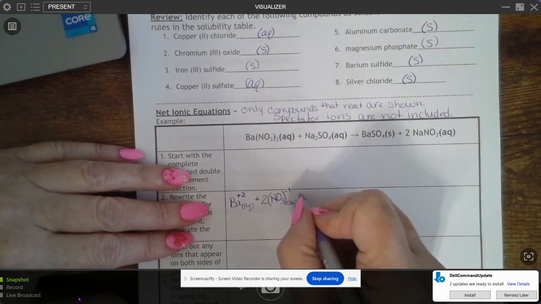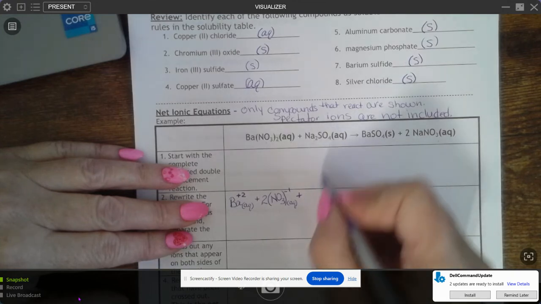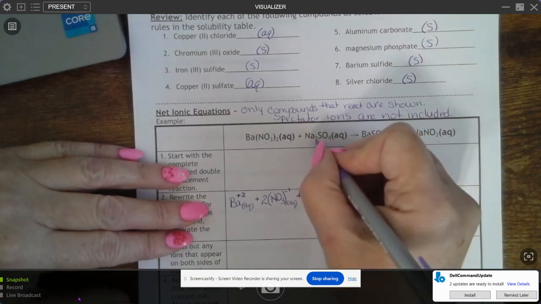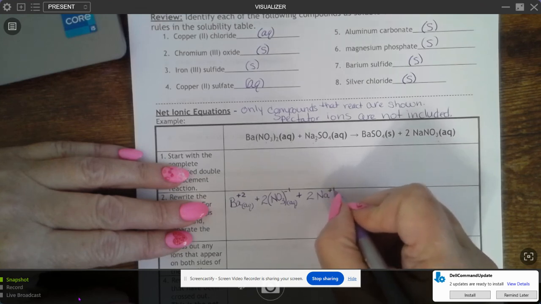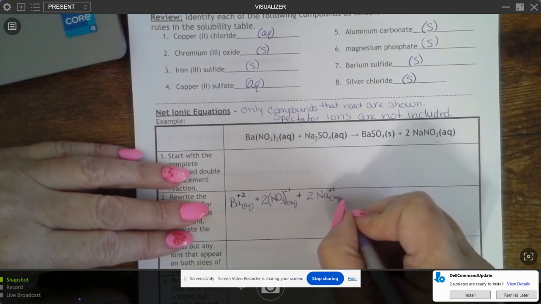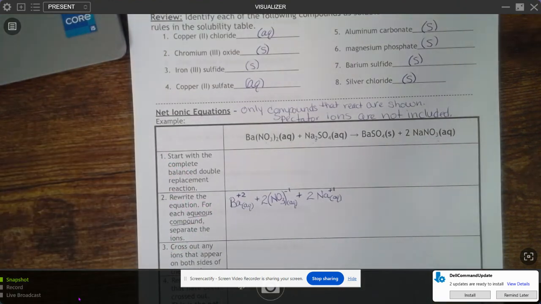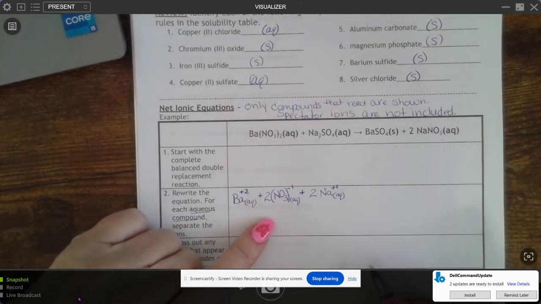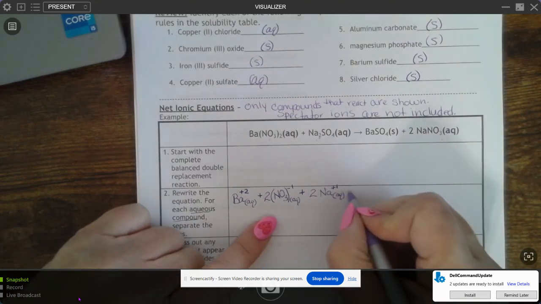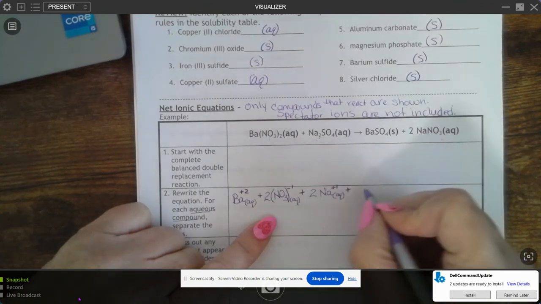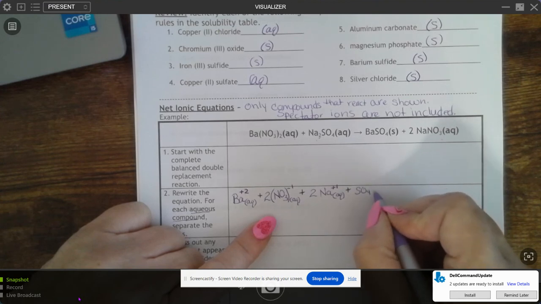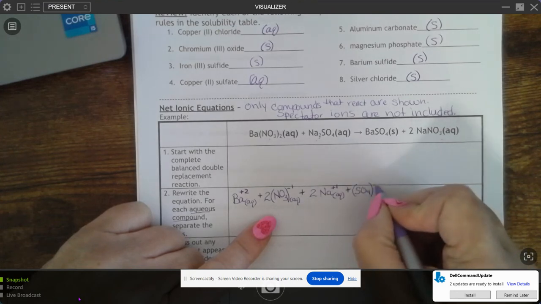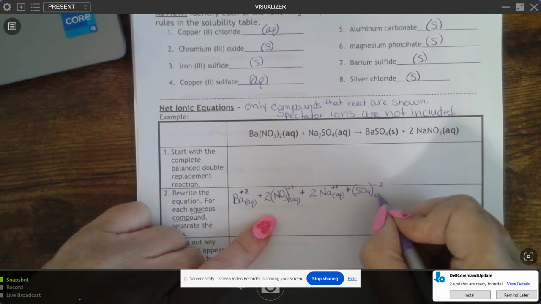Plus sodium, we have 2 sodium ions. The little 2 tells us we have 2 sodium ions. Sodium is +1. So we're doing the reverse of combining ions. If you want to think about it that way, that's really what doing a net ionic equation is doing. So 2 sodium ions plus a sulfate, SO4, and SO4 has a -2 charge.